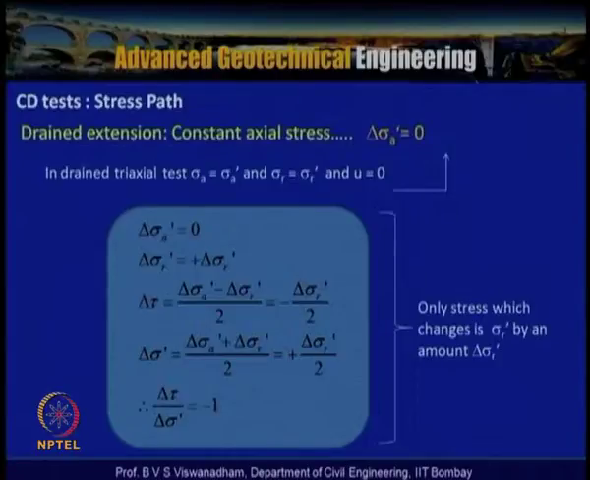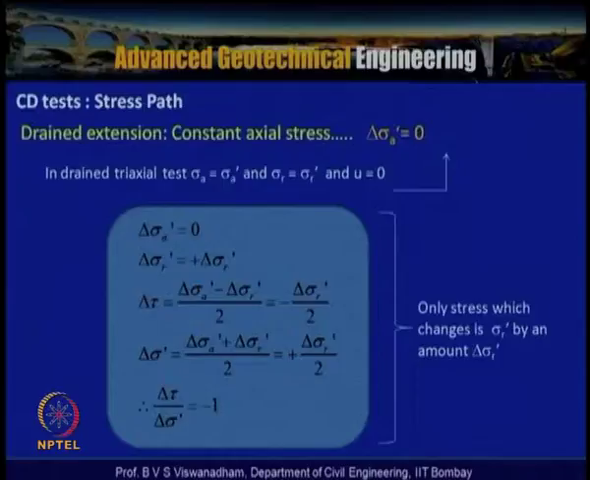Now we have another case, drained extension with constant axial stress, where delta sigma a dash is equal to 0 and delta sigma r dash is equal to plus delta sigma r dash. So delta tau is equal to (delta sigma a dash minus delta sigma r dash) by 2, where with delta sigma a dash equal to 0 we have minus delta sigma r dash by 2, and delta sigma dash is equal to (delta sigma a dash plus delta sigma r dash) by 2. With delta sigma a dash equal to 0, we get delta sigma r dash by 2, with the slope delta tau by delta sigma dash being nothing but minus 1.